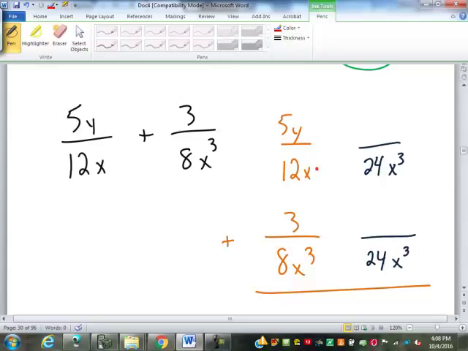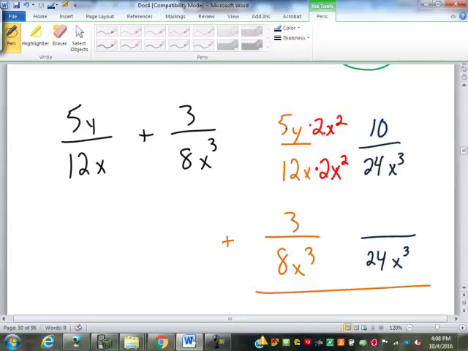So up here, did I have to change the number? Yeah, 12 became 24, so I multiplied by what? What did I multiply 12 by to make it 24? 2. Did I have to change the variable? Yeah, I went from x to the third, so I have to multiply by x squared. So the top here is multiplied by 2x squared.